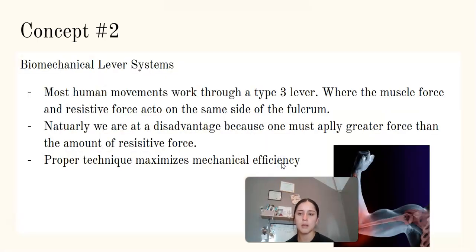And then concept number two is going over the biomechanical lever systems. As we've learned, most human movement operates through the type 3 lever system, where muscles apply force close to the fulcrum and the resistance is farther away. This means our muscles must produce more force than the actual resistance. So, naturally, we are disadvantaged. So, proper technique can help maximize this mechanical system.